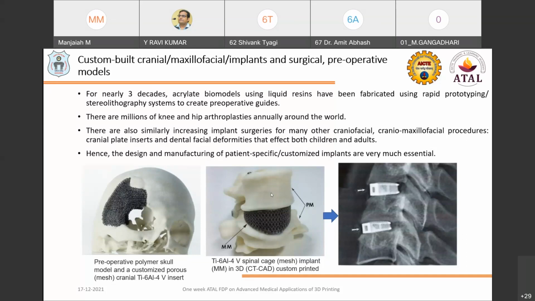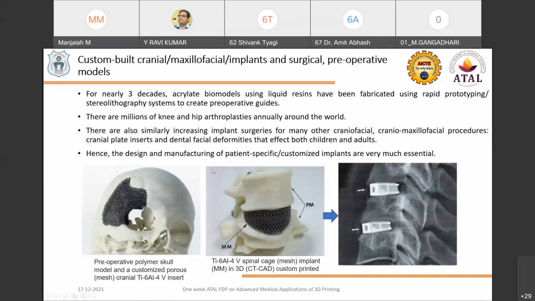For over three decades, acrylate biomaterials like liquid resins have been fabricated using rapid prototyping processes with stereolithography systems to create preoperative guides. As Radisha discussed, preoperative guides are very much required in medical applications, because an experienced doctor is different from a fresher surgeon. That's why the preoperative guides can be made with this kind of 3D printing process.